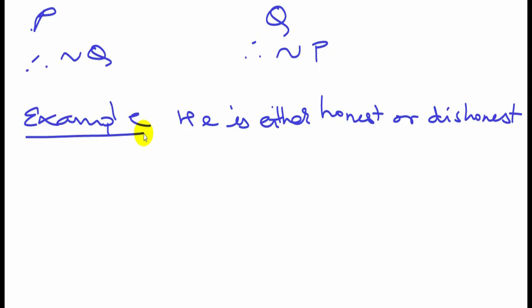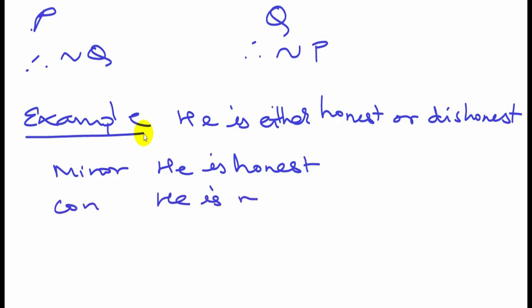And the minor affirms one of the alternatives. He is honest, and the conclusion will deny it. He is not dishonest.